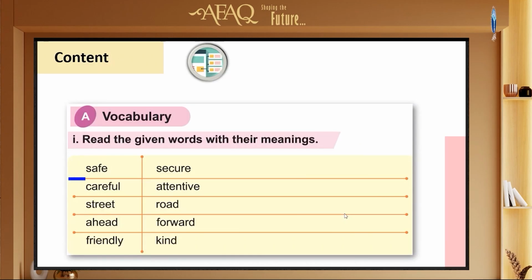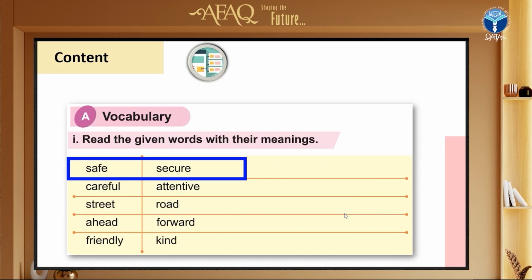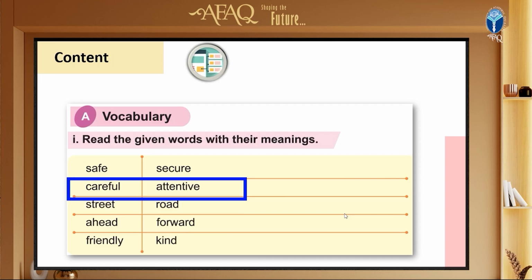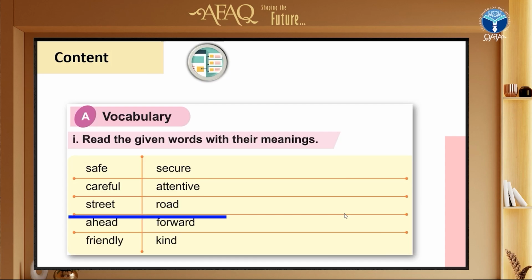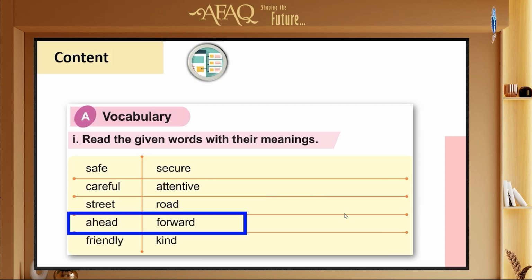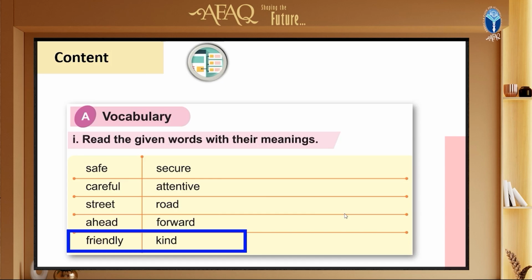First word is safe. Safe means when you are secure and protected. The second one is careful. Careful means being very attentive and being very conscious about something. The next is street. Street is a road. Ahead means moving forward. And the last one is friendly, when someone is very kind and loving.